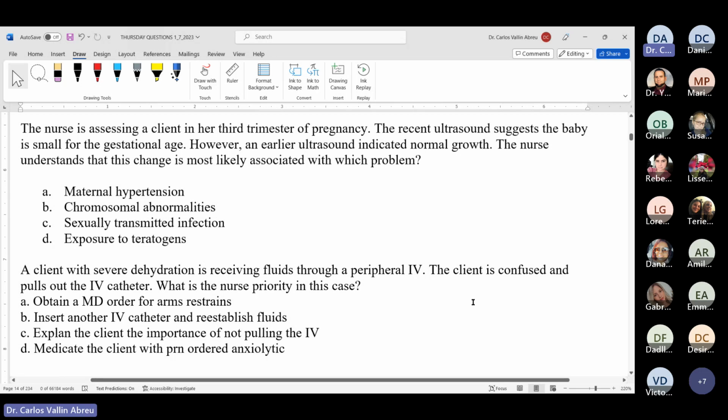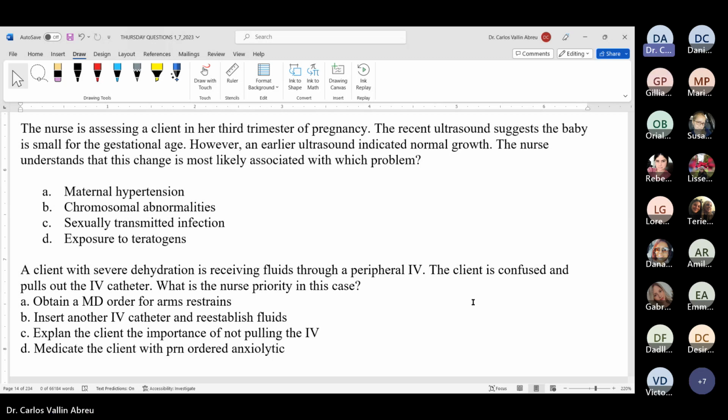A client with severe dehydration is receiving fluid through a peripheral IV. The client is confused and pulls out the IV catheter. Very common situation in nursing. What is the nurse's priority in this case? Obtain an order for arm restraint, so a wrist restraint to avoid the client pulling it out. Insert another IV catheter and reestablish fluids. Explain to the client the importance of not pulling the IV. Medicate the client with the PRN order anxiolytic medication.